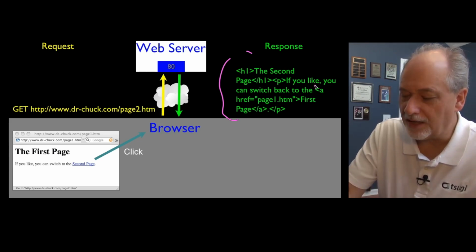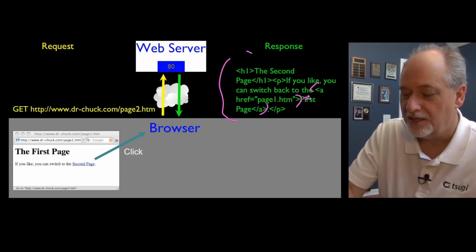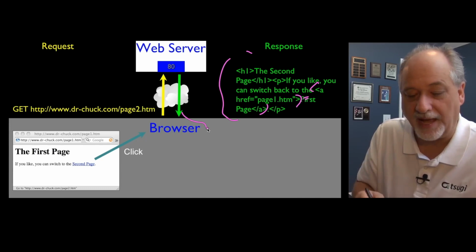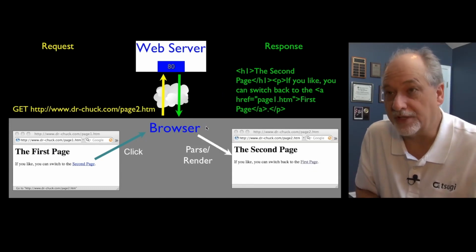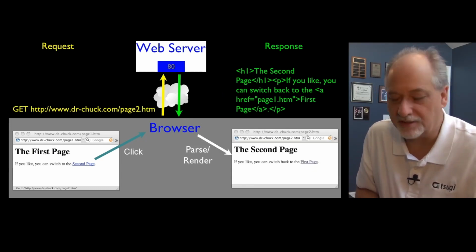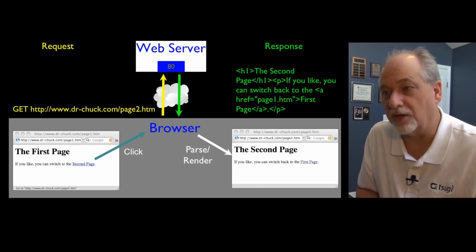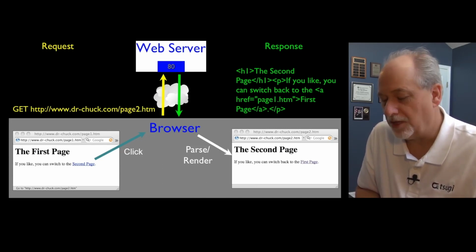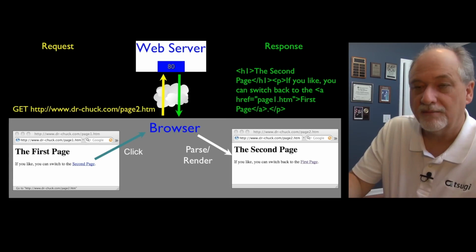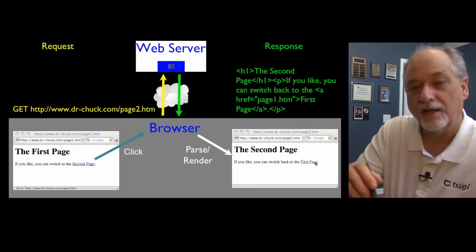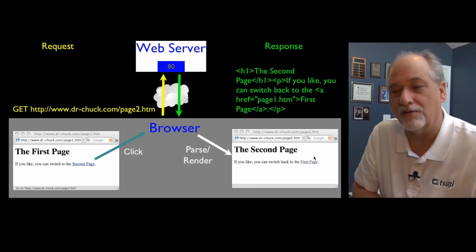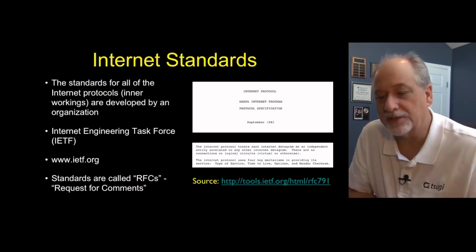And this has an anchor tag, href, and the end of the anchor tag, and some highlighted text. And now your browser gets this back and renders it according to the rules of HTML and CSS and JavaScript, etc., parses it, and then makes a pretty web page. And this web page happens to have a link back to the first page, and if you click there, it will do this over and over and over again. And that is the request response cycle.